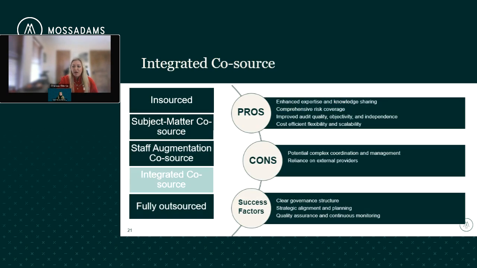And then I wanted to talk really quick, very similar to what we see with the staff augmentation, but having an integrated co-sourcing of internal audit functions. This is really when there is that close partnership between an organization's, the institution's internal audit team, as well as that external audit service provider. You're going to see that there are the same pros and cons. Overall, you want to make sure that there is a really strong governance structure as well as communication around the two different parties. More success in this area.